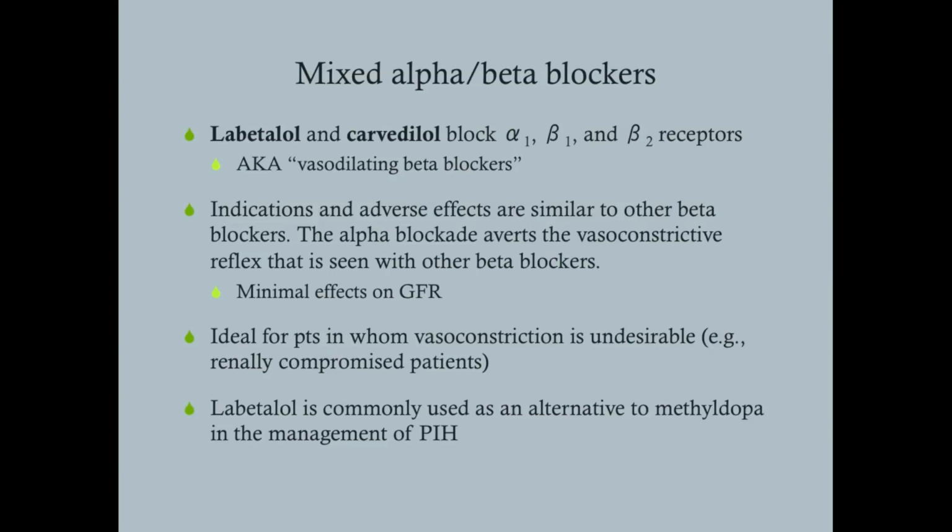So this is ideal for patients in whom vasoconstriction is undesirable. Labetalol, in particular, is commonly used as an alternative to methyldopa in the management of pregnancy-induced hypertension, so you may see that come up. Labetalol is really nice. It's got a rapid onset, so you can use this IV in hypertensive crises. You give 20 to 80 milligrams as a bolus, and it works pretty quickly.